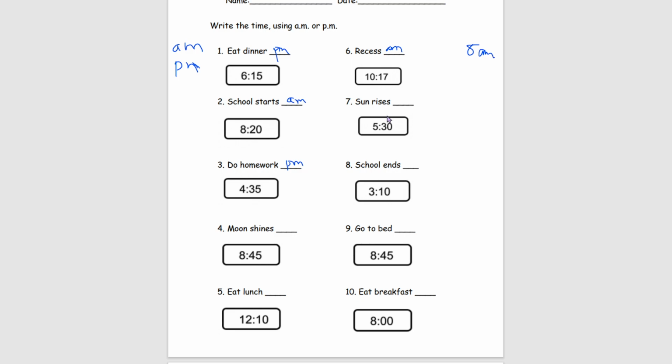And lastly, sun rises at 5:30. And at nighttime, the sun does not rise, rather it actually goes down. So we can't do PM because PM's at night. So number 7 would have to be AM.